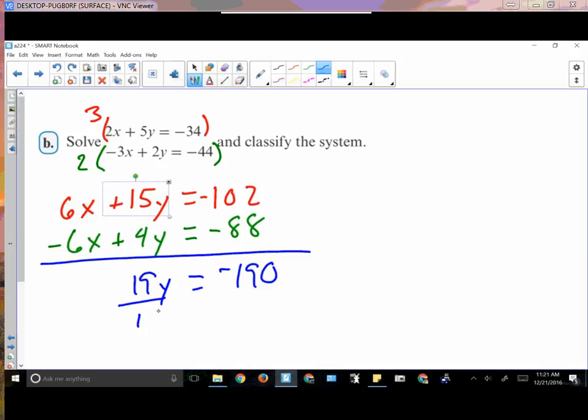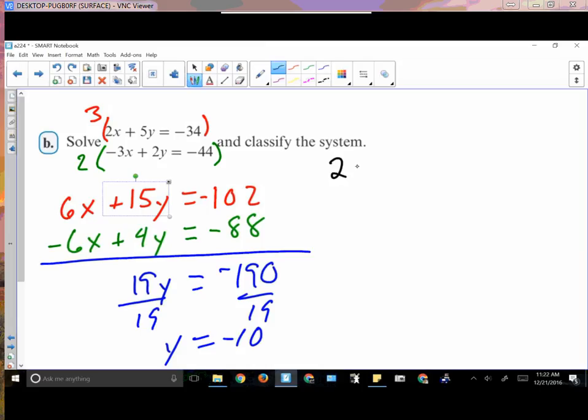Divide both sides by 19. Y is equal to, what do I get? Negative 10. Now, I can put this negative 10 into any one of those two original equations. It will not matter. So I look at this, which would be easier to work with? Well, I'd rather divide by 2 at the end than 3, so I'm going to go at the top.